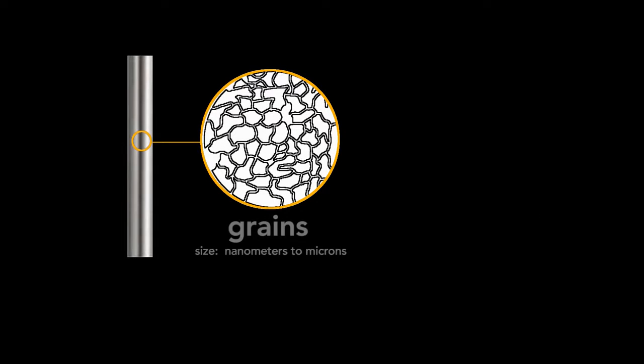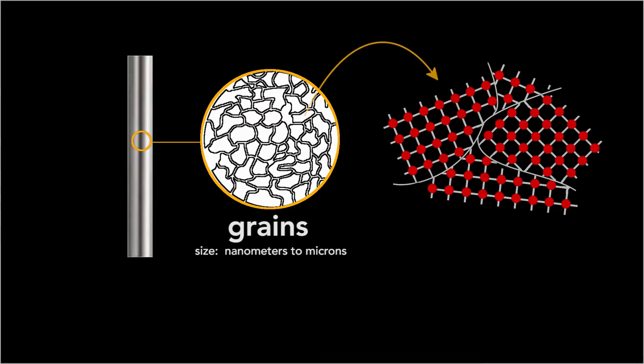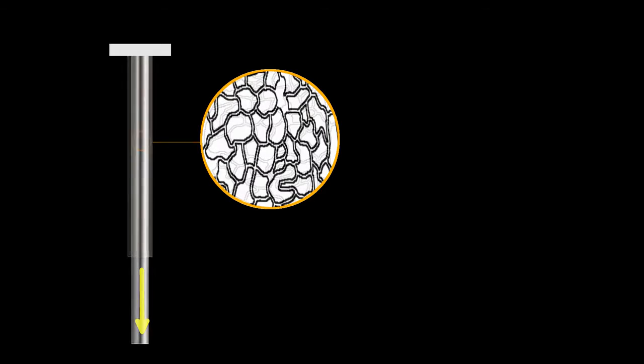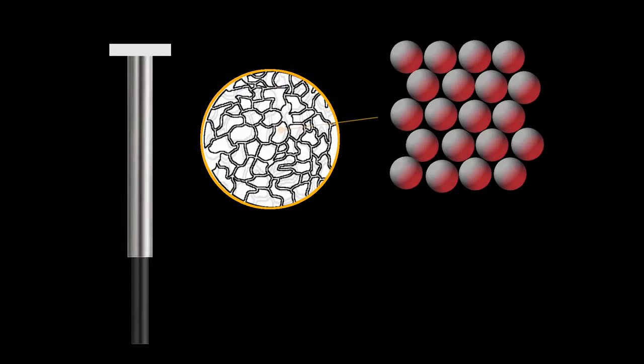Typically, any metal, whether nitinol or not, is comprised of small grains that, depending on the material, are microns to nanometers across. And each grain is comprised of atoms arranged in a regular, repeating pattern. If this metal rod were held at the top and stretched, then the grains might elongate. They can do this because the atoms inside move a bit.